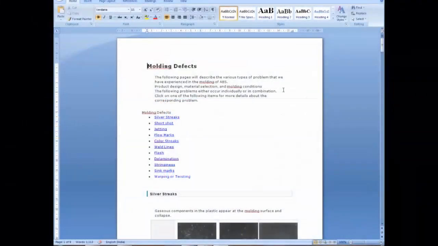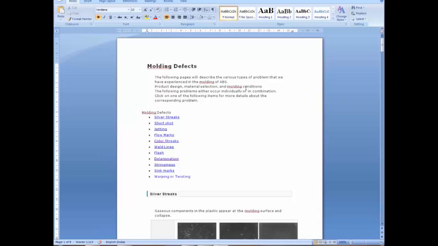This is molding defect. When we are going to produce a plastic part, we always go for an analysis so that there should not be any defects in this process. The part should be defect free.